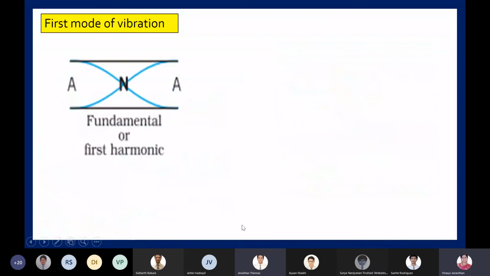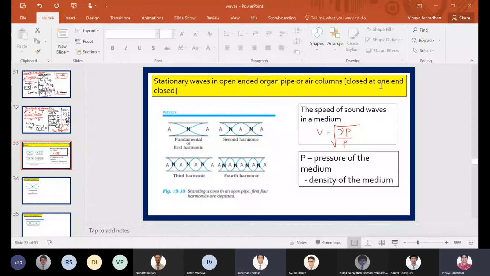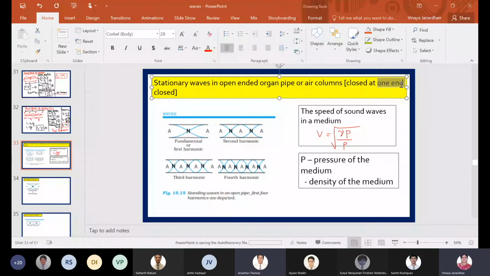Ma'am, in case of the previous derivation, when you substituted V equals root of T by M, is there any constant supposed to be there? No. Let us check, we'll take the constant as one itself. Okay, ma'am.